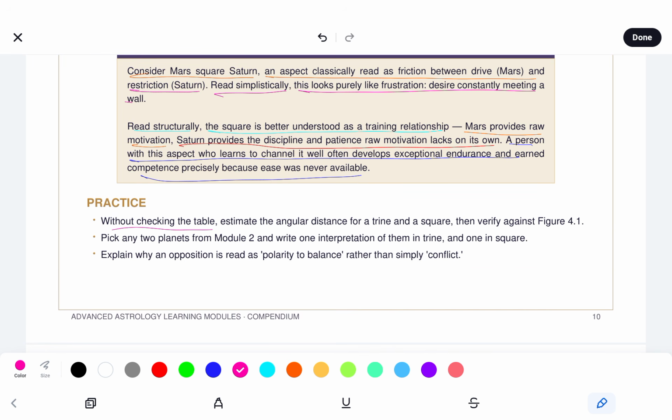Without checking the table, estimate the angular distance for a trine and a square and verify against figure 4.1. Pick any two planets from Module 2 and write one interpretation of them in trine and one in square. Explain why an opposition is read as polarity to balance rather than simply conflict.